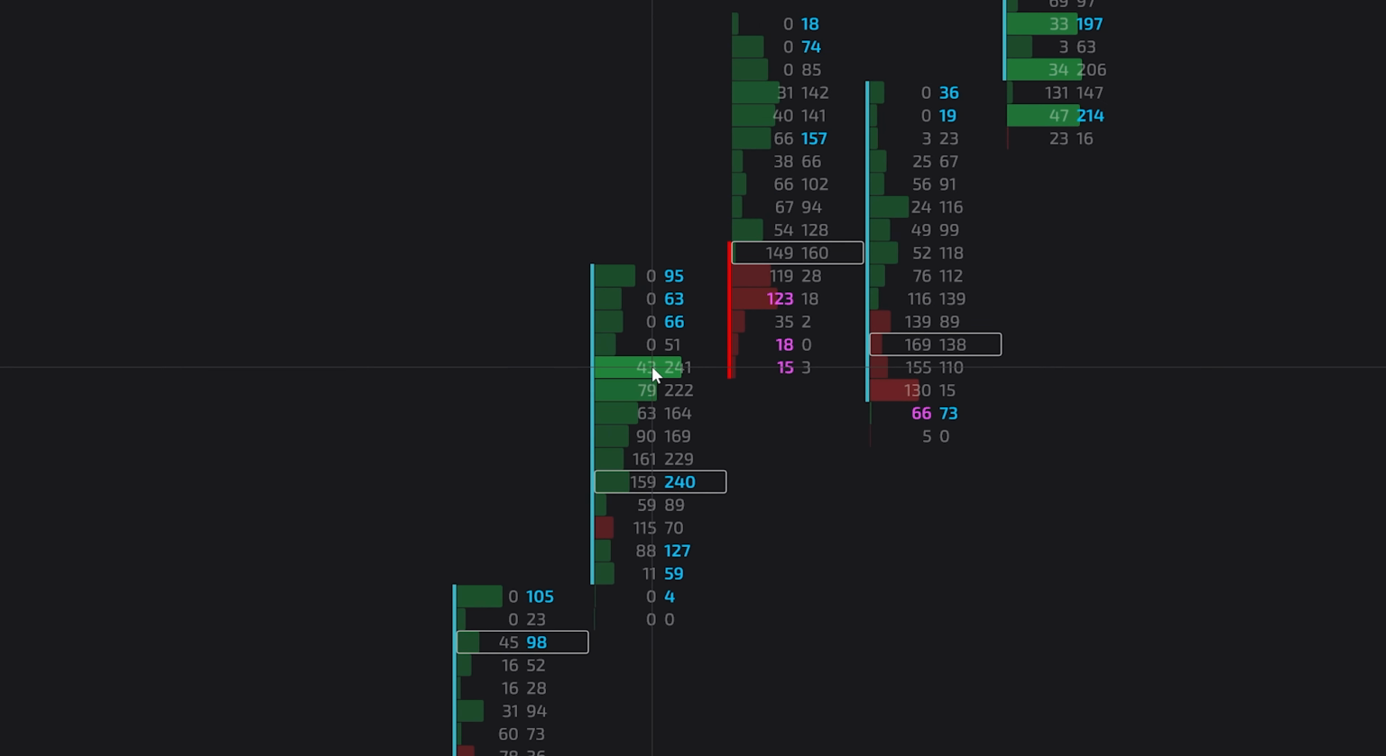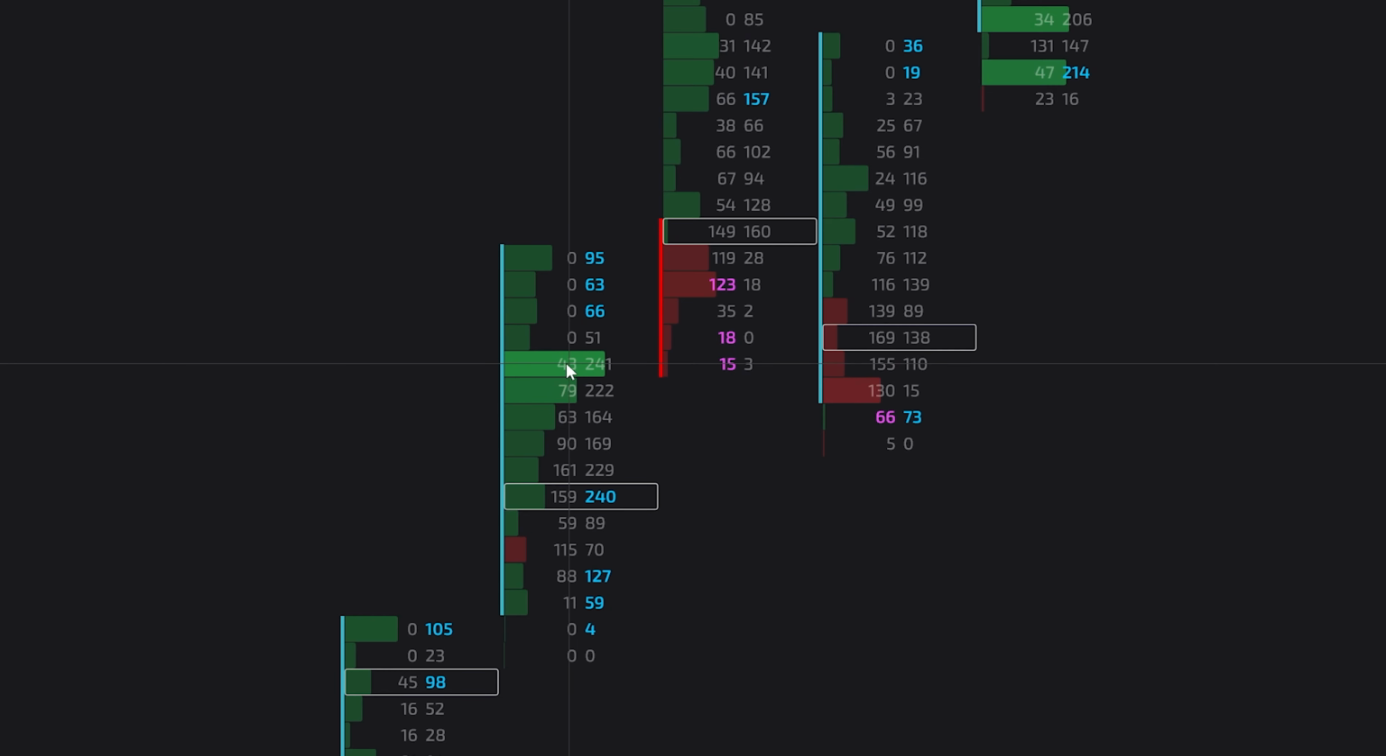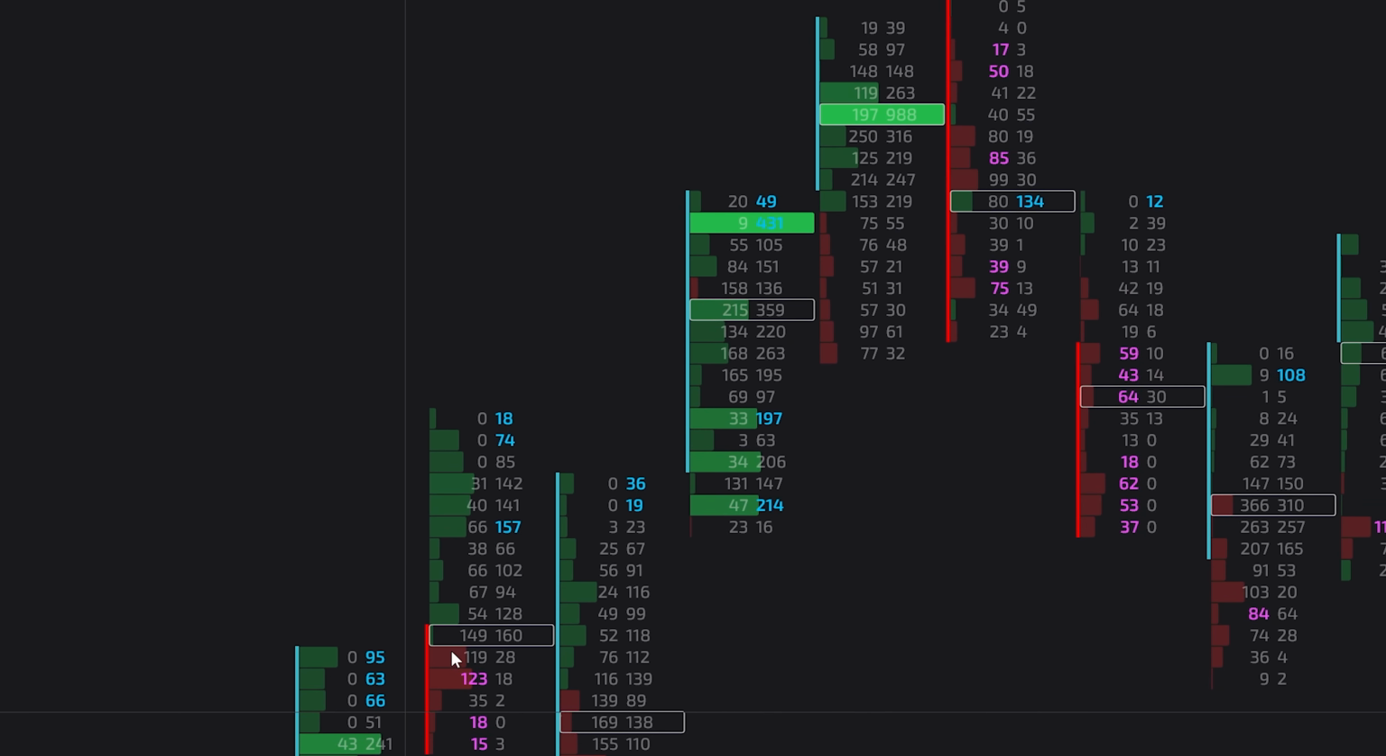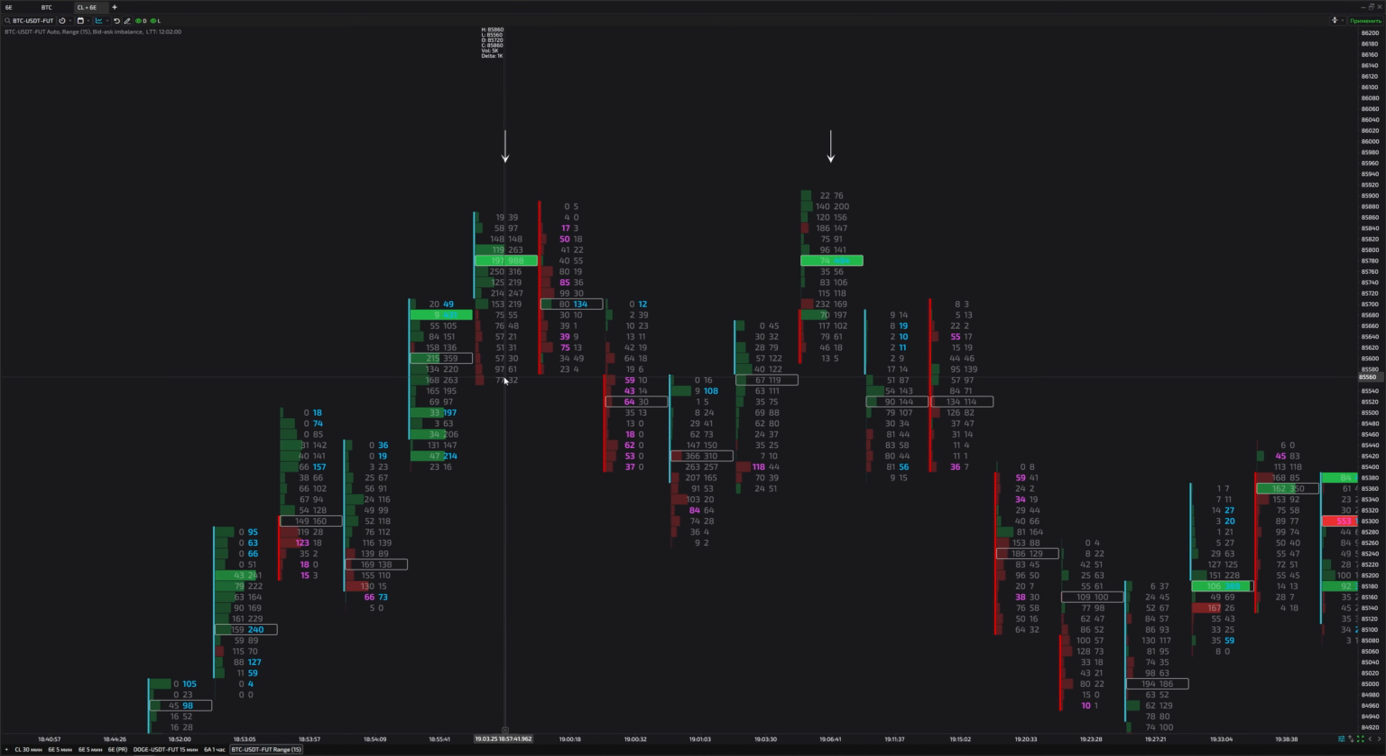The delta shows the difference between buy and sell market orders at a single price level. The stronger the delta, the taller the histogram bar and the more intensely colored it becomes.